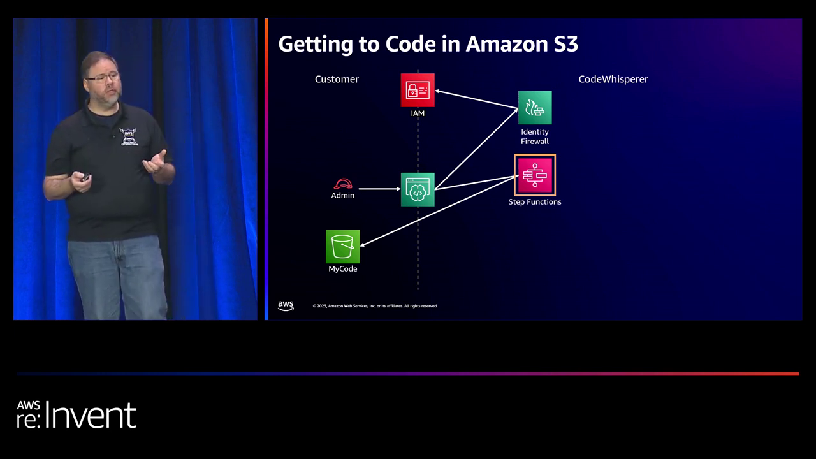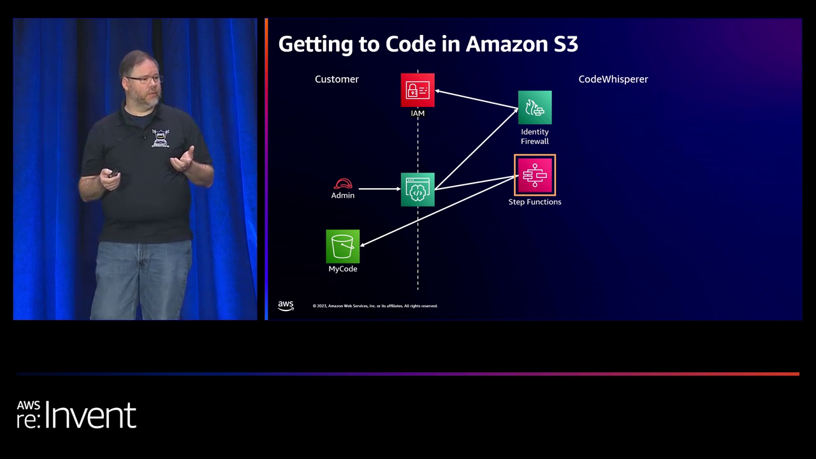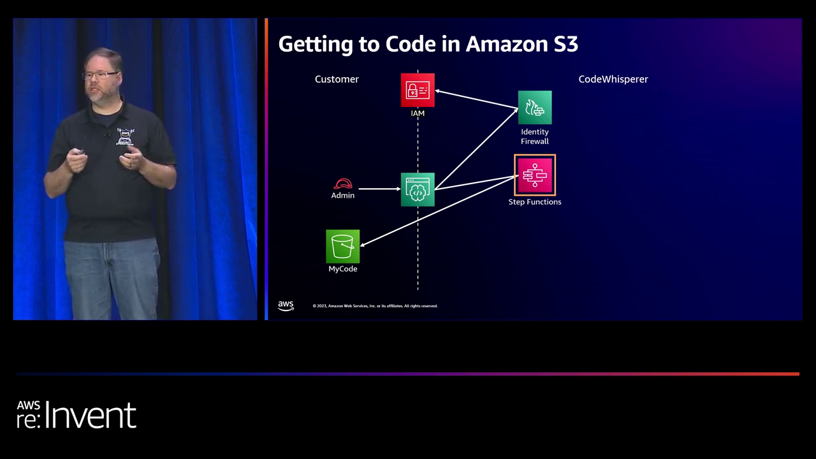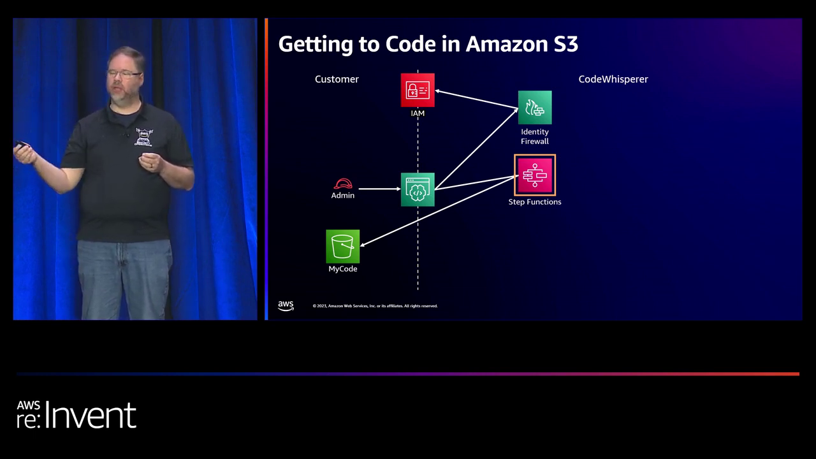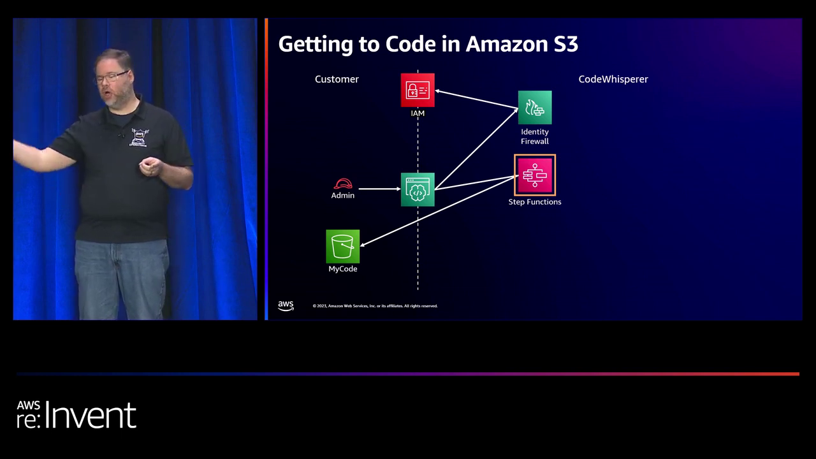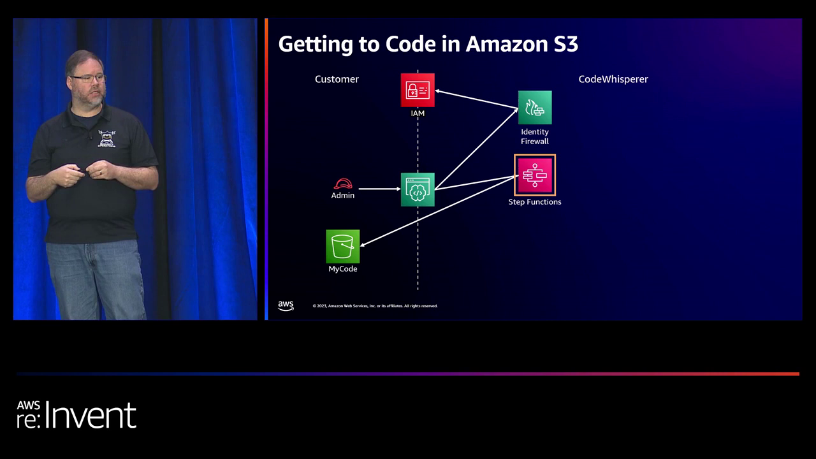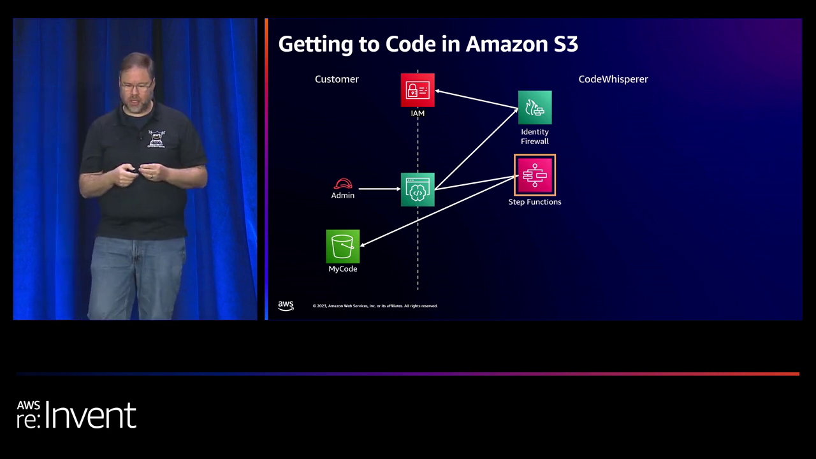This is also a nice confused deputy protection. If by some means you manage to trick me into trying to access someone else's bucket, when I get the FAS, the forward access session from the IAM service, it's only going to work for your bucket. My attempt to call someone else's bucket is going to get an access denied error, and we've protected our customers.